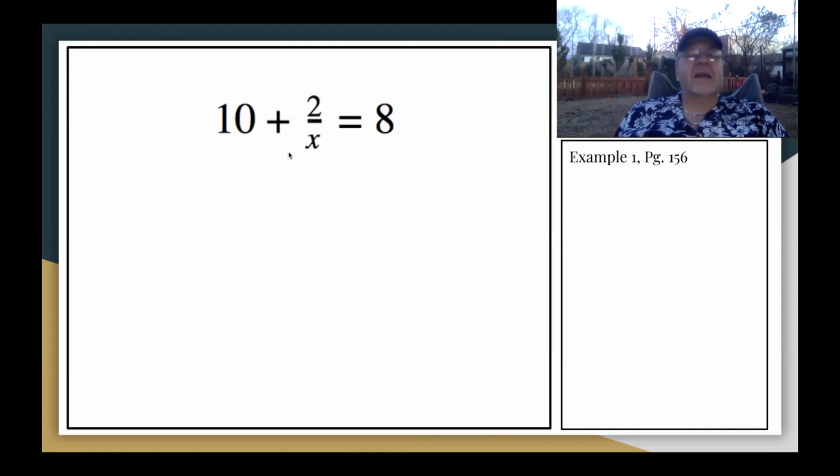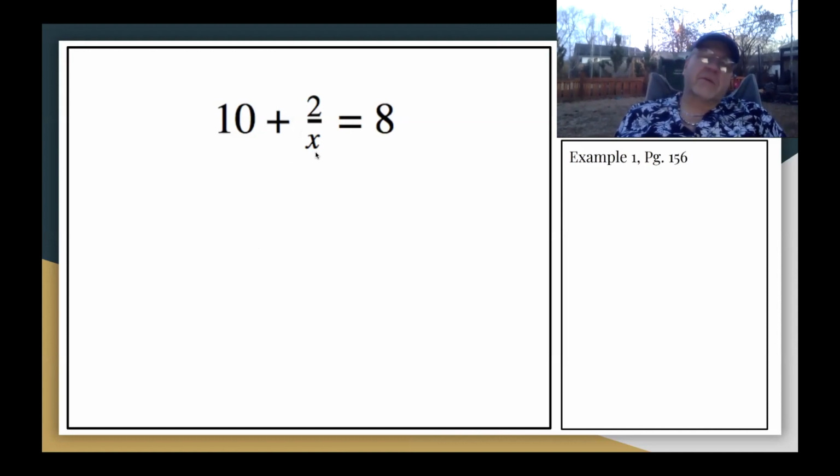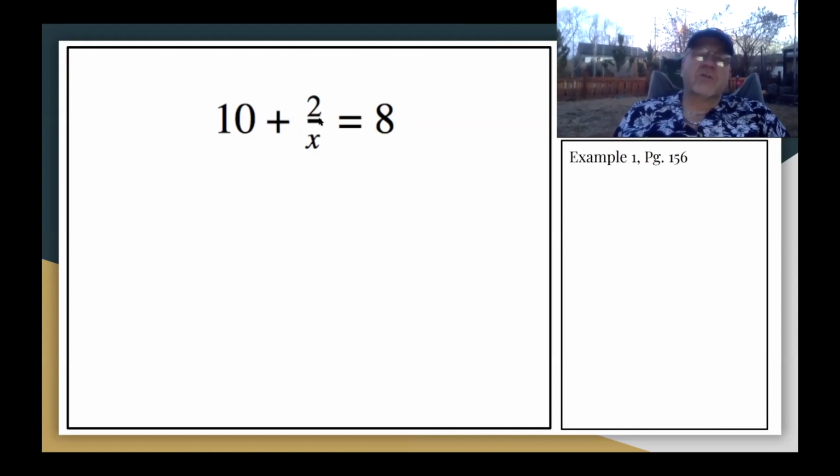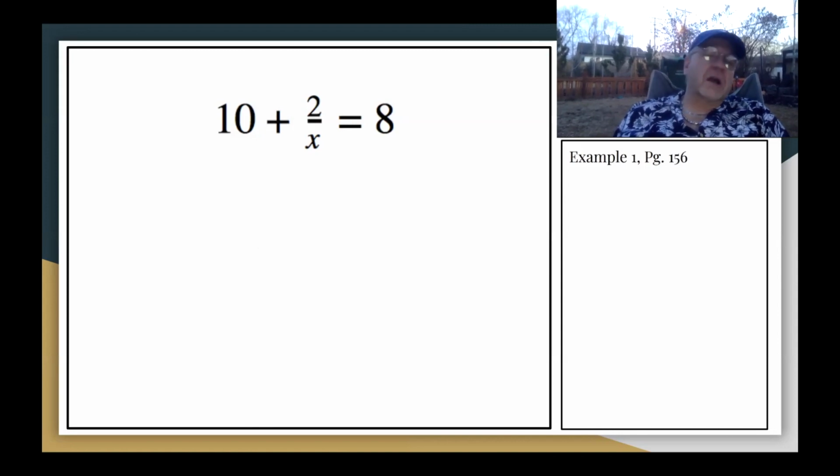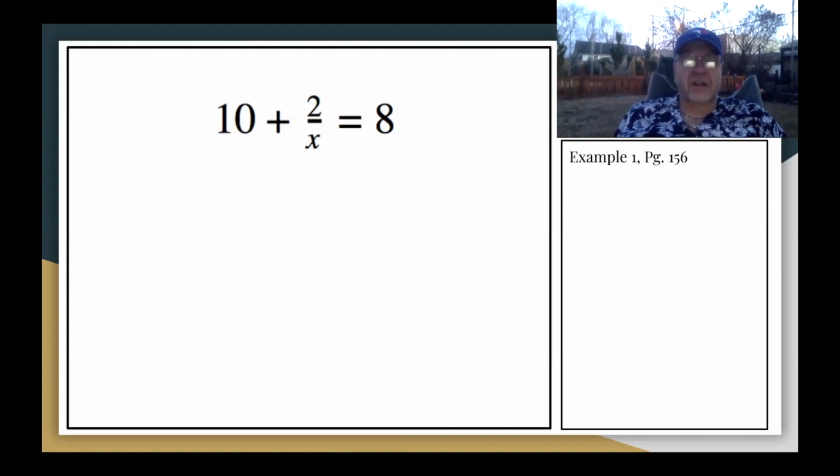So without doing any more work, you can tell that if x equals 0, then you've got 2 over 0, and you've got an undefined term here. 10 plus an undefined term, doesn't matter. The whole equation blows up. So x may not be equal to 0. Remember that for the end when we tie this all together.